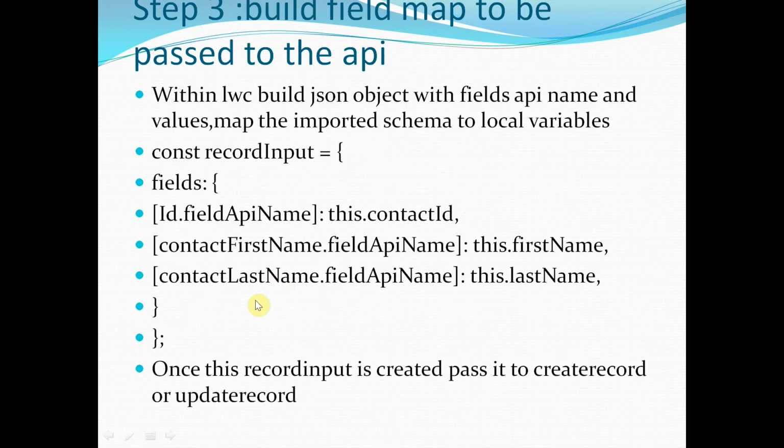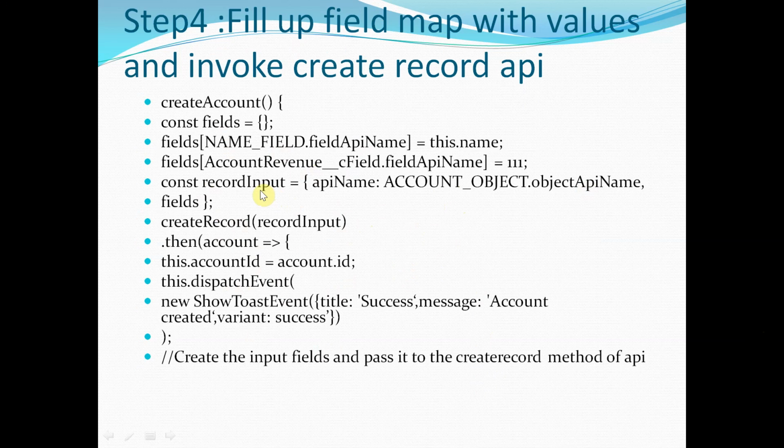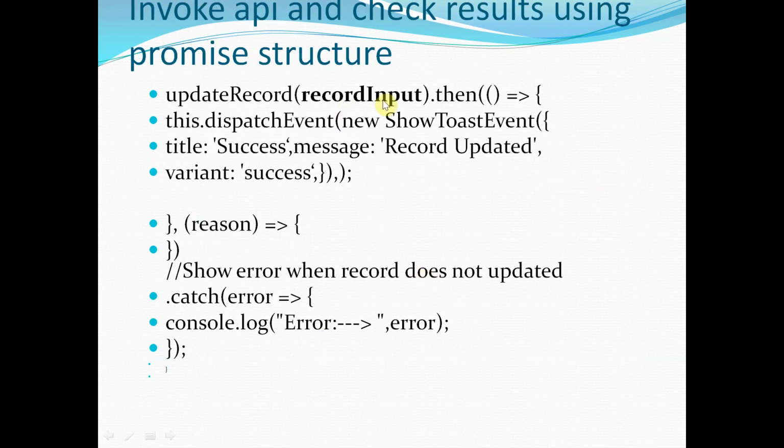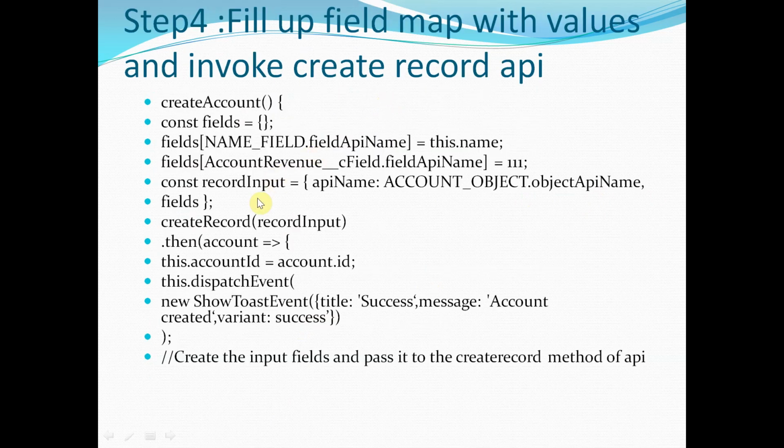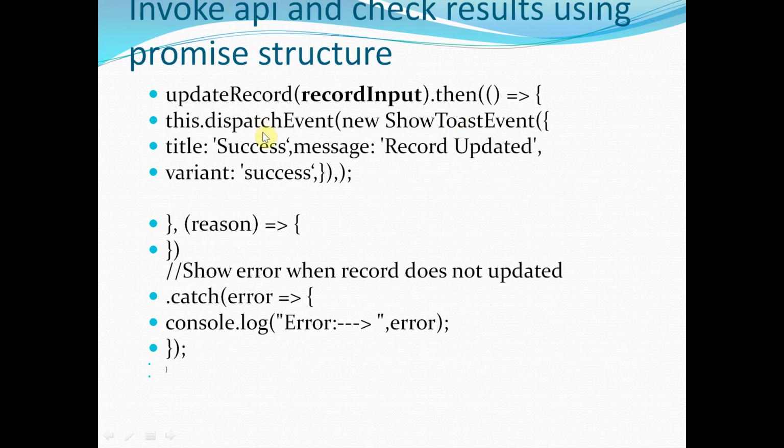Okay, so one important thing is you have to create the fields here, and finally you also have to create one object called record input, in which the final object API name plus the fields has to be passed. So this is how you create a record. And now for the update record, same way, the record input gets passed, again the same constant. Now, no other code, either it will give you an error or it will fail.